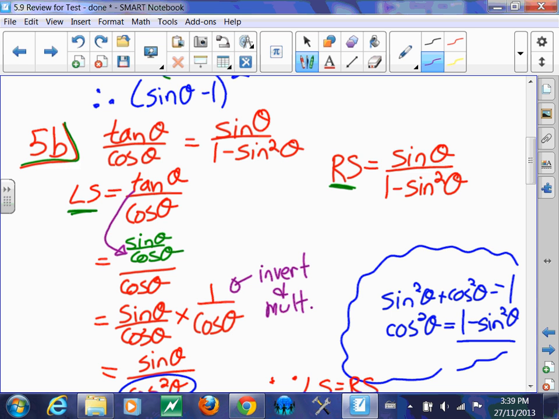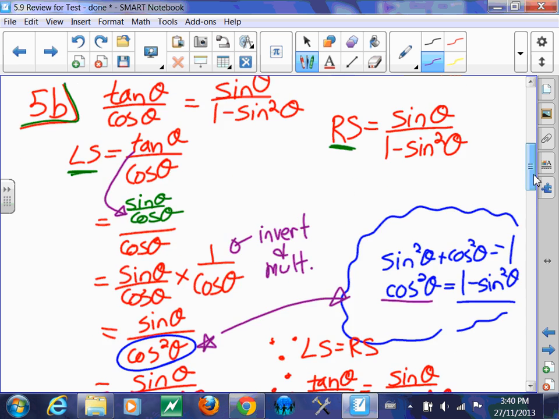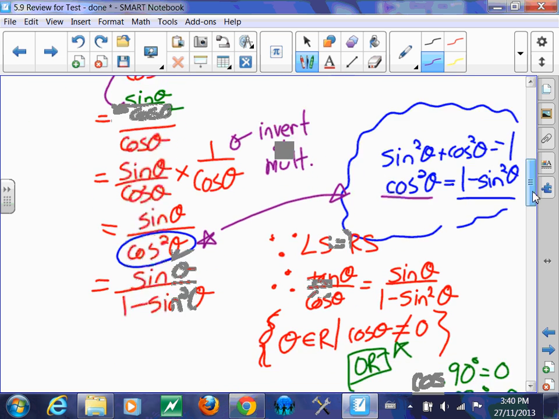Okay, and what do we notice here, folks? That we've got simplification here. So when we multiply through, we've got sine theta over cos squared theta. Cos squared theta, if you use your trig identity right here and rearrange it, isolating cos squared theta, we know that it's 1 minus sine squared theta, and we put it on the denominator. And what do we notice, folks? That the left side equals the right side.